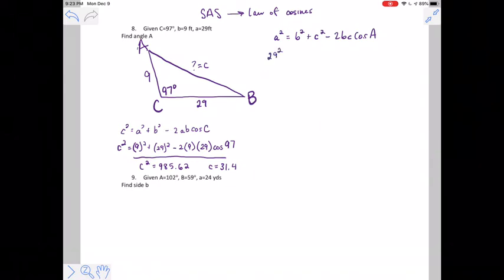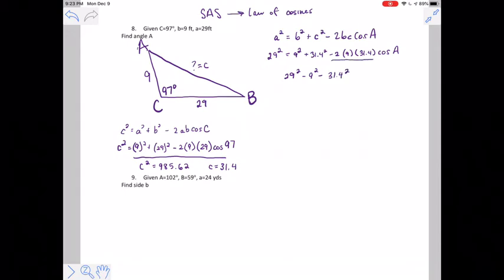Then we can solve this. 29 squared equals b squared, so that's 9 plus c squared minus 2 times b times c, cosine of a. So I'm going to subtract these two values here: 29 squared minus 9 squared minus 31.4 squared. Then I'm going to divide by that quantity there, so divide by negative 2 times 9 times 31.4, and that is equal to the cosine of a.